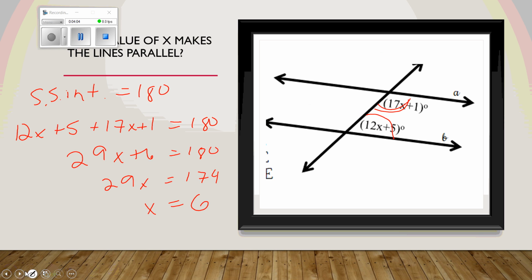I apologize. And that is it. Remember that there are only four ways to prove parallel. If you have any questions, let me know.